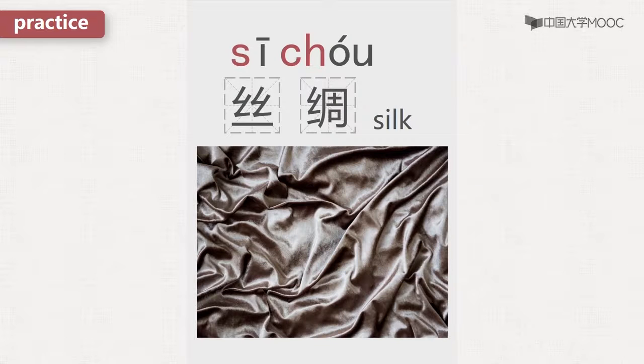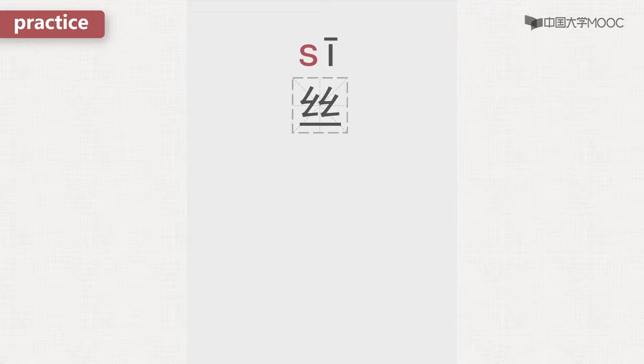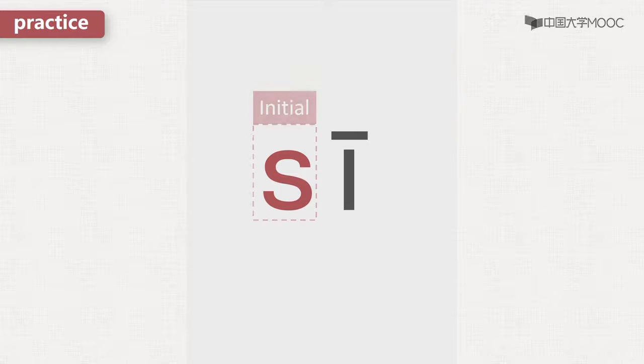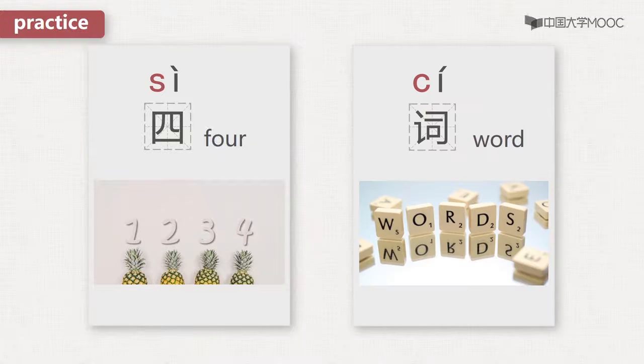Here, 丝 is the same as 之 we learned before. It is a special final used after 滋, 呲, 丝. You also just read the initial and the tone. Here, I'll give you some more examples. 四, 词.